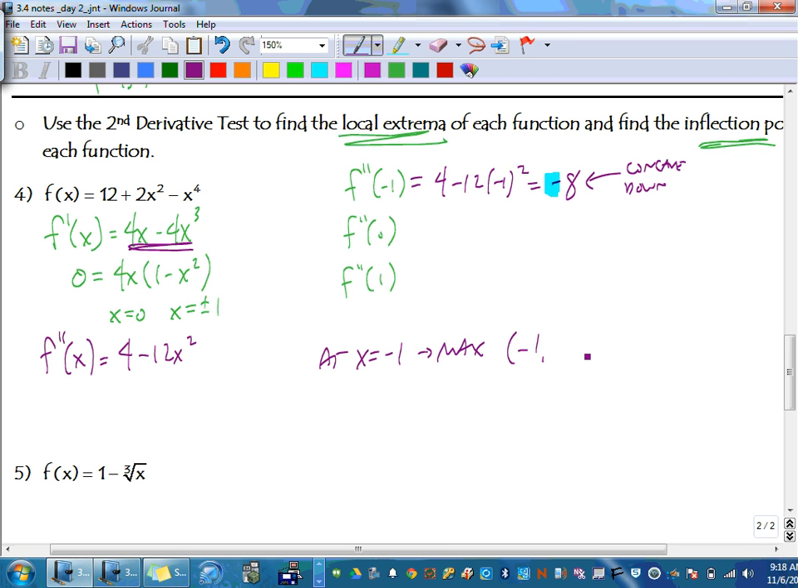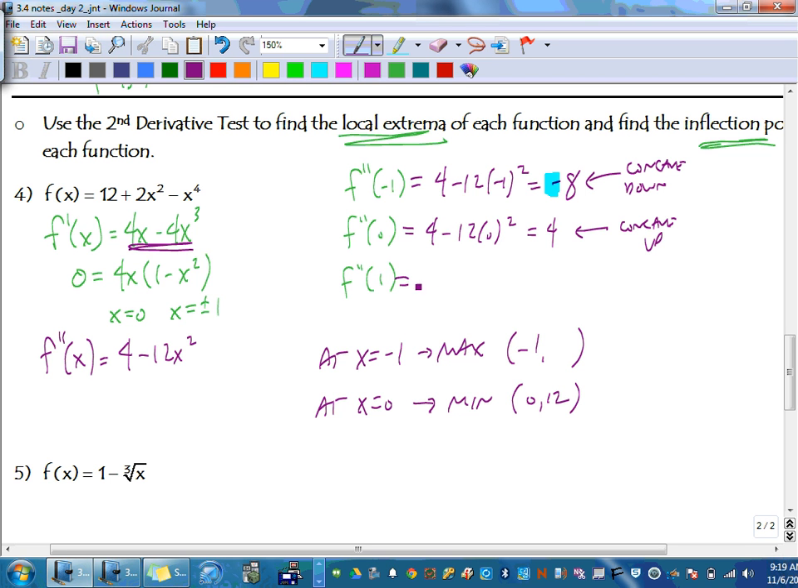All right, so to find the point, we could just put negative 1 back into the original equation. We'll do that at the end if we have a little time. Now we want to find the second derivative at 0. So we get 4 minus 12 times 0 squared. That's just going to be 4. Since that's positive, it's going to be concave up. So at x equals 0, we have a minimum. That's an easy one to plug in. If we put 0 in there, we get 12 for y.